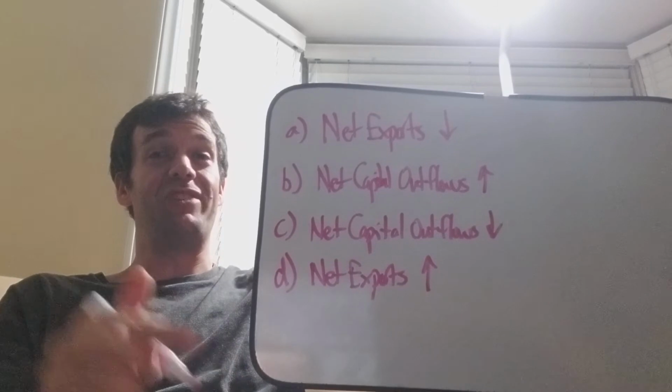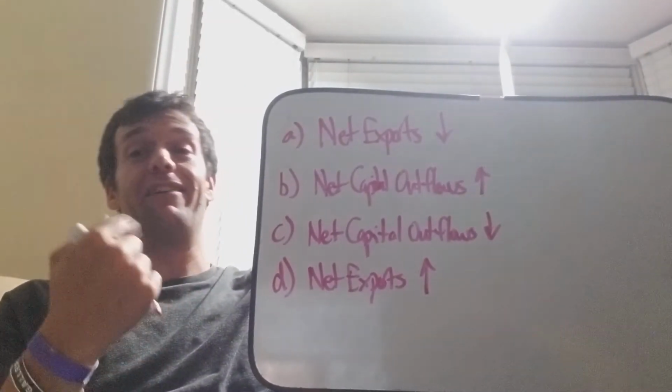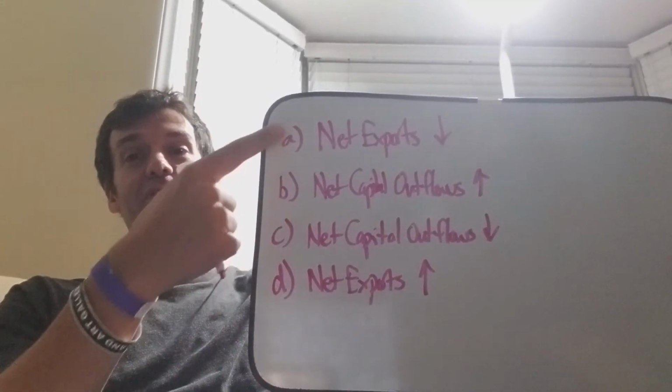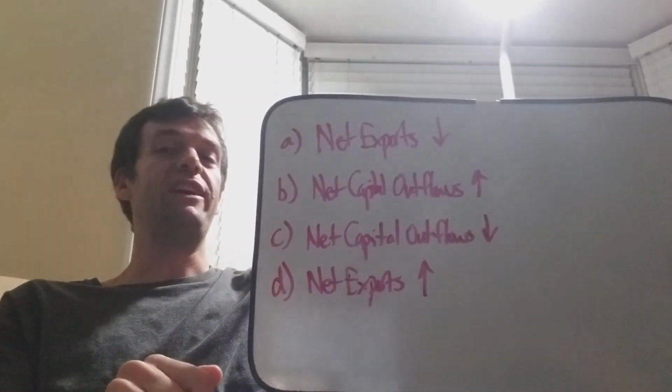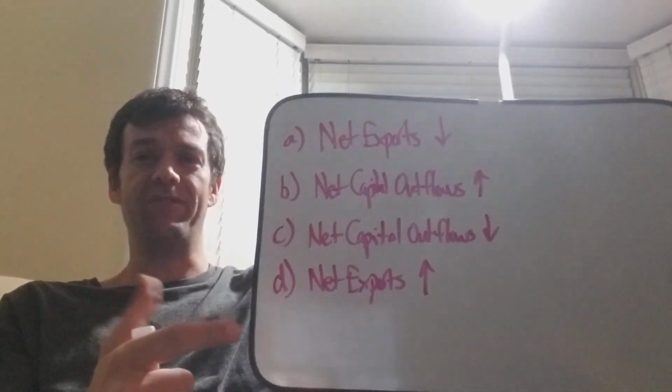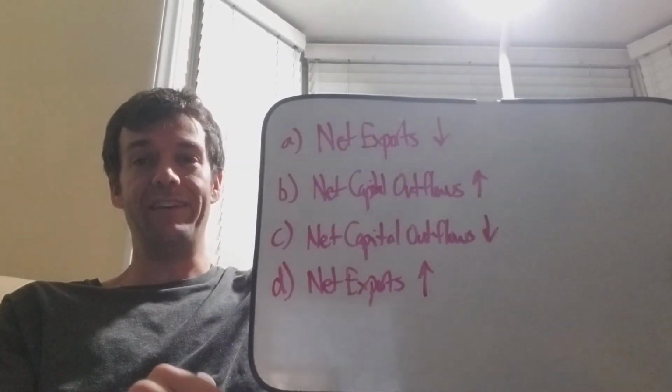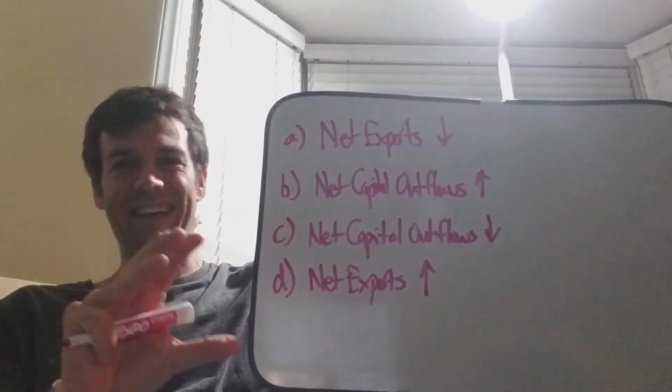Okay? So you notice there's one of each kind. You had 4 different options. You had either exports or capital, and you had either increase or decrease. So there's one of each possible combination of increase, decrease, exports, and capital. Okay? Hopefully this made sense. Hopefully it was concise enough.